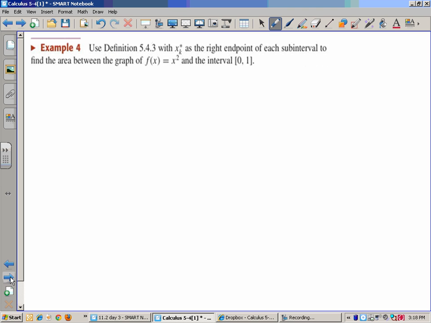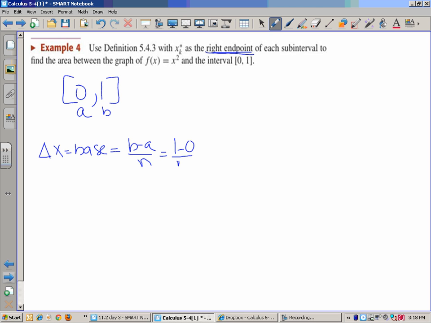We want to use the right endpoint. Okay, so the right interval. We're going from 0 to 1. This is A, and this is B. So our delta x, which is our base, is equal to b minus a over n, which is equal to 1 minus 0 over n, which is equal to 1 over n. So that's our base for every one of our rectangles.